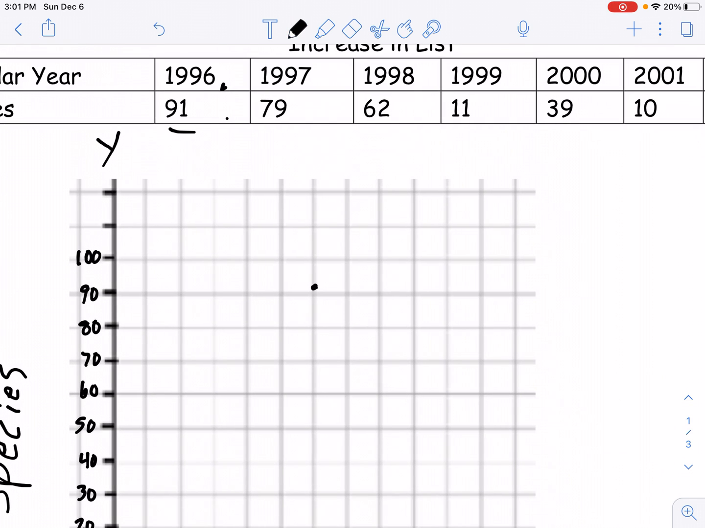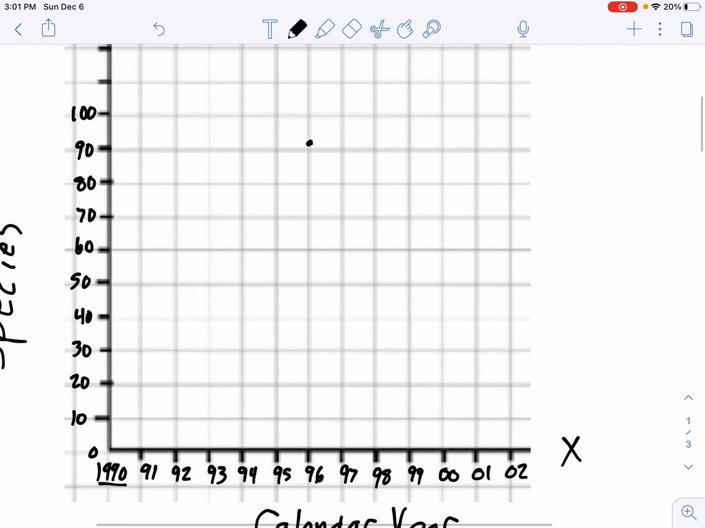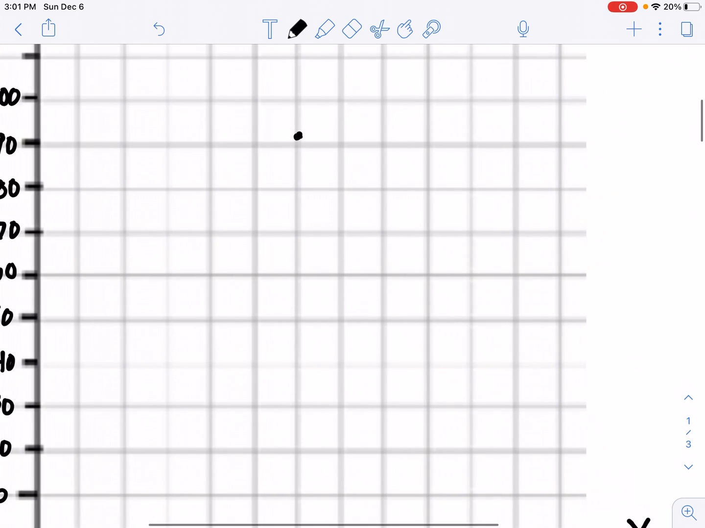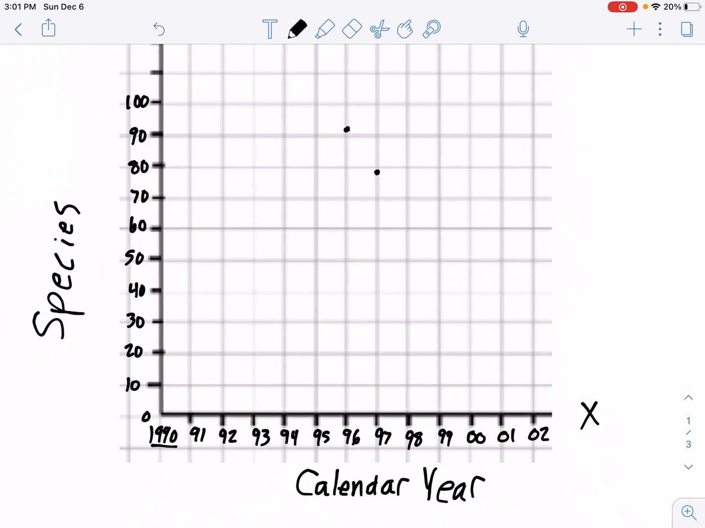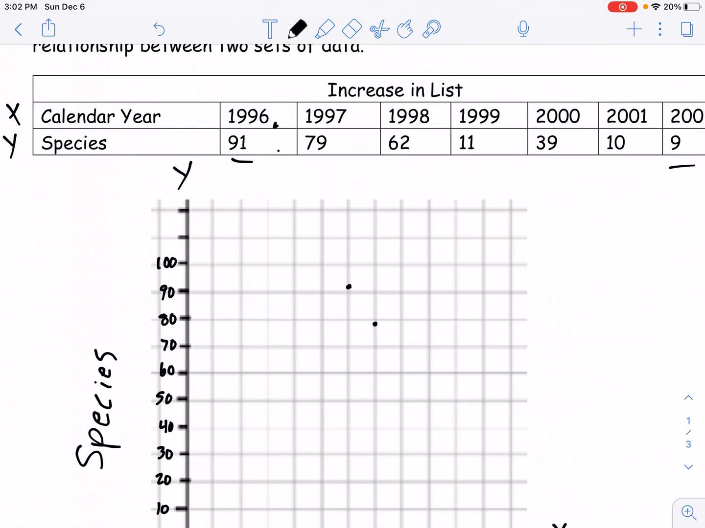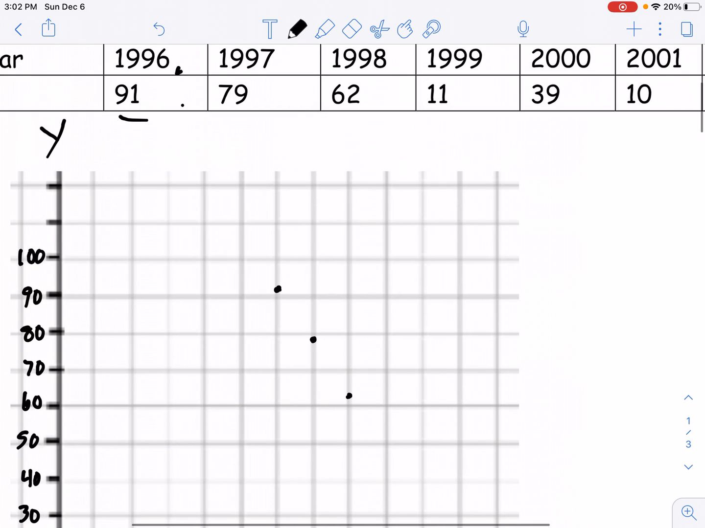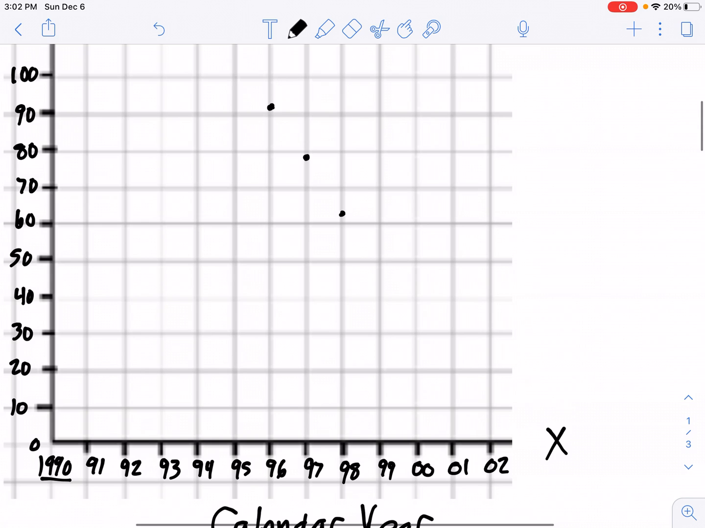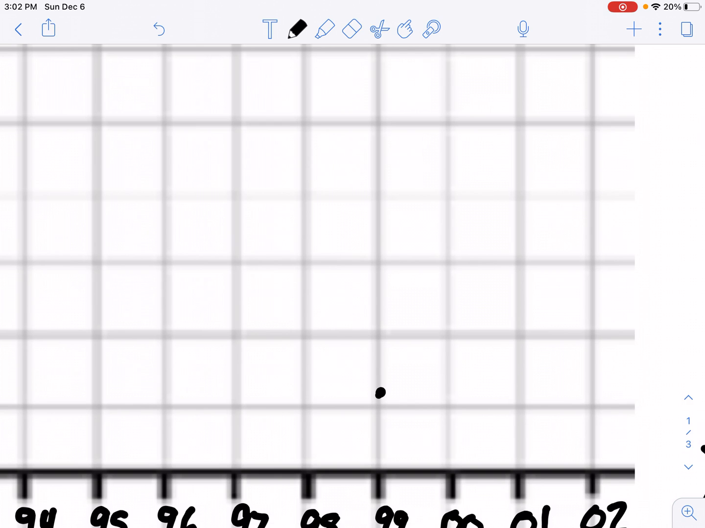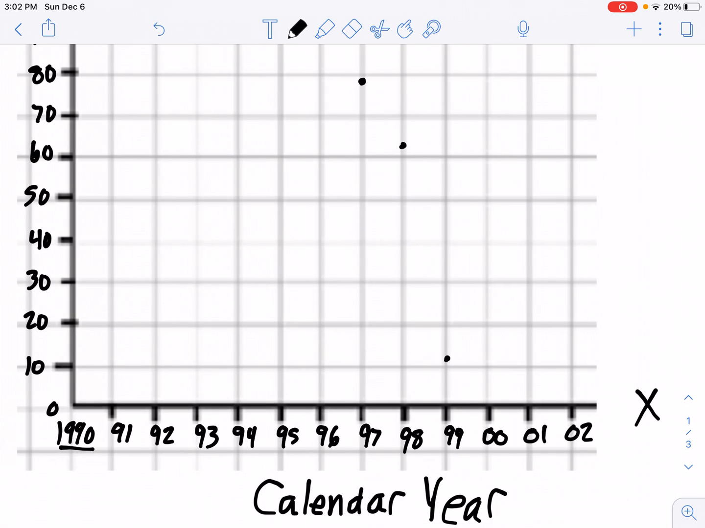And we have 97 and 79. 97 and 79 would be just below 80. So we have 96, 91, 97, 79. 98, we have 62, so just a little above 60. Then we have 99 is 11, so just a little above 10.